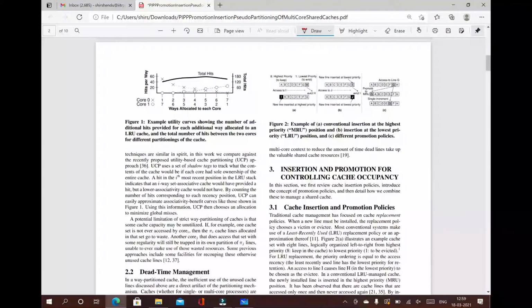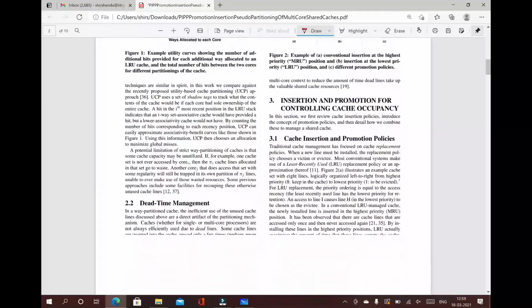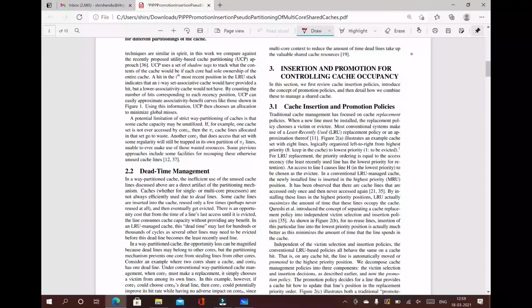Okay, so see, these are the way-allocated kind of examples they have given. This type of example I've already explained in my previous lecture when I was explaining UCP. And see here, if you go to section 2.2, they're explaining dead block management. Dead time means the dead block only, the same thing. So they are explaining the same concept here that I've already explained on the whiteboard. So I'm not repeating it, but I'm advising you to read all these things properly.